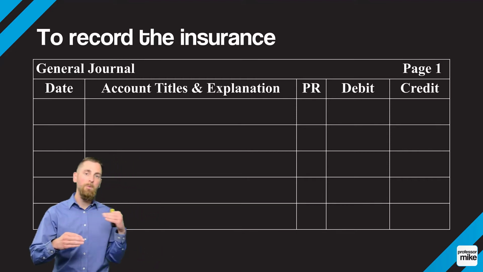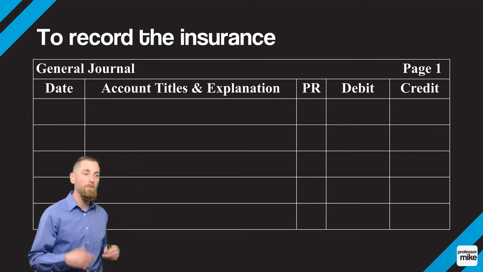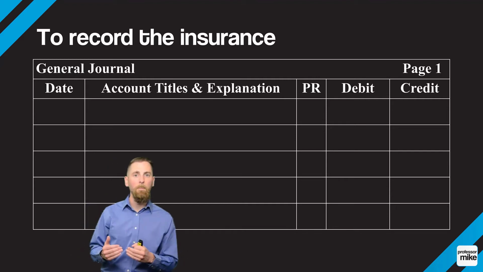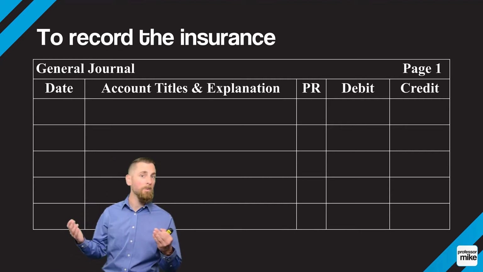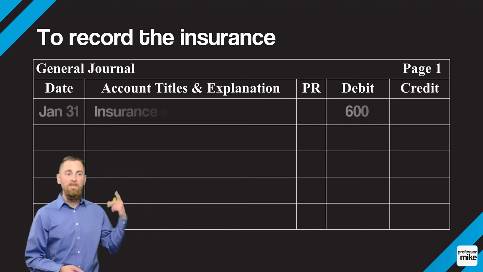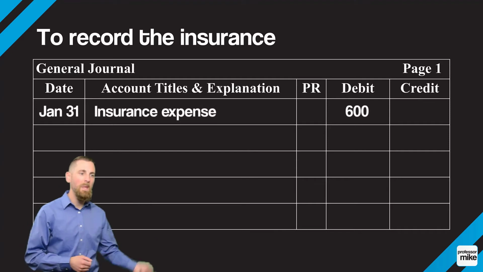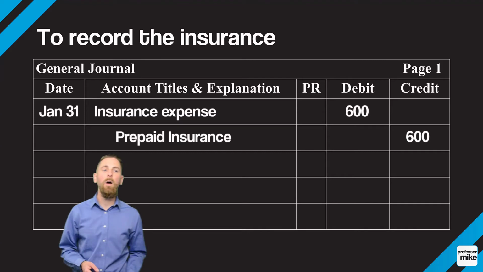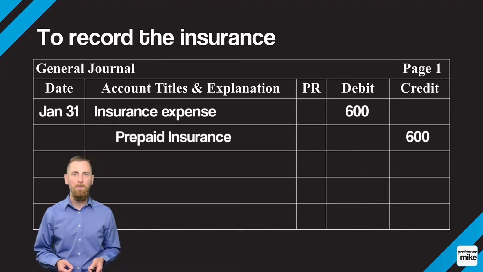What's the other account? If we're debiting insurance expense, we're going to have to credit an account. And the account we're going to credit is that asset we're using up. And remember that asset's name was prepaid insurance. And so we debit insurance expense and we credit prepaid insurance on January the 31st to the tune of $600.